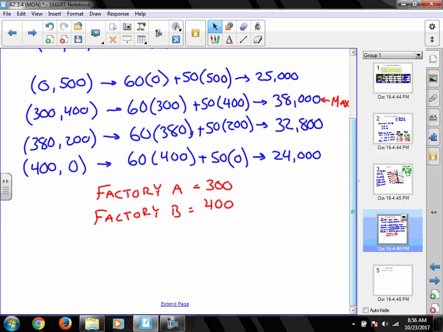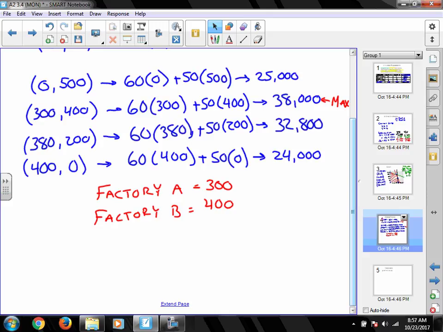It's a good habit to get into checking all of these because just because they seem to follow a pattern, they do not always. So always check all of your vertices. This again answers our question, how many each factory should produce. From there, that's your answer. So we'll get some more practice with these throughout the week.